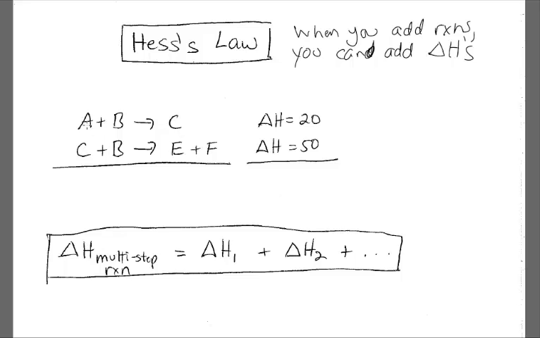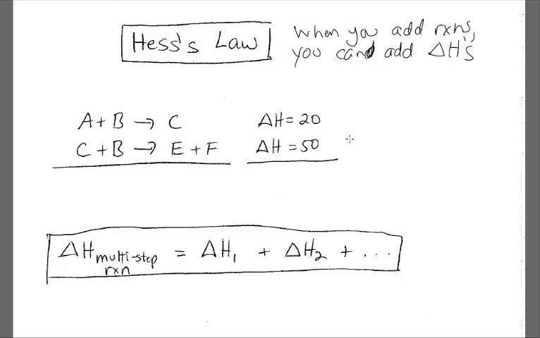Okay, so let's look at a sort of generic example of that. Let's say we have a reaction of A plus B going to C with an associated delta H in some arbitrary units of 20. And another reaction, C plus B going to E plus F, and the delta H for that is 50 in the same units.